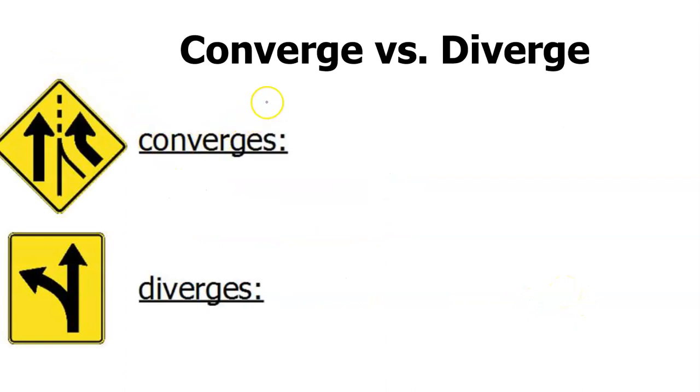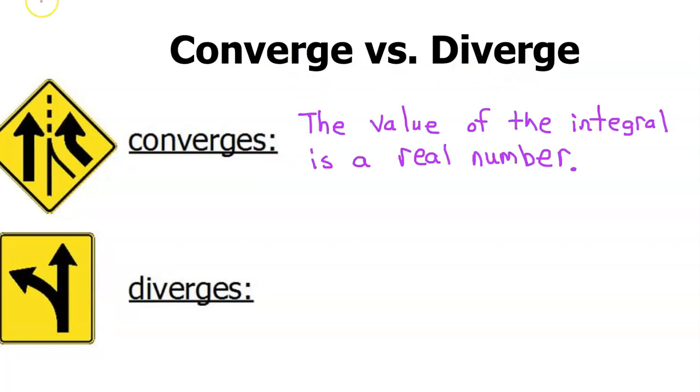We have to be very careful about the vocabulary we use when we talk about the value of an improper integral. For example, we won't talk about infinity, we won't talk about what is undefined or what does not exist. Instead, the key words will be converge and diverge. An improper integral converges if the value of the integral is a real number.